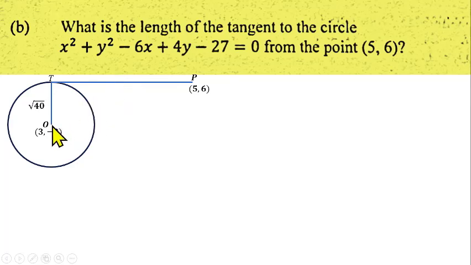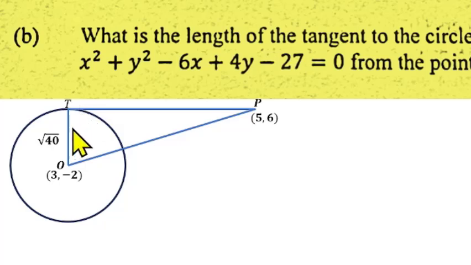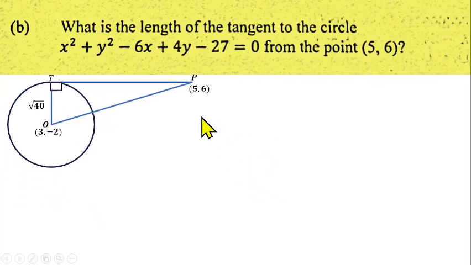We can find the distance between point O and point P, which is the line joining them together. This radius is perpendicular to the tangent, so there will be a right angle here. Now we know the radius, which is root 40, and we can find the length of the line OP. Then we can use Pythagoras theorem to find the line TP, which is the length of the tangent we are looking for. Do we understand that?